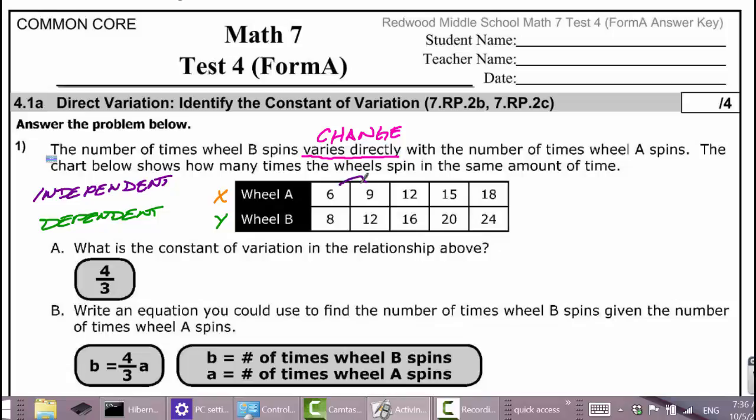So for A, the change is 6 to 9, 9 to 12. It's growing each time by 3. If we look at those changes, each of those is a change by 3. Whereas with wheel B, if we look at the changes, each of those is a change by 4. Each time it's growing by 4.